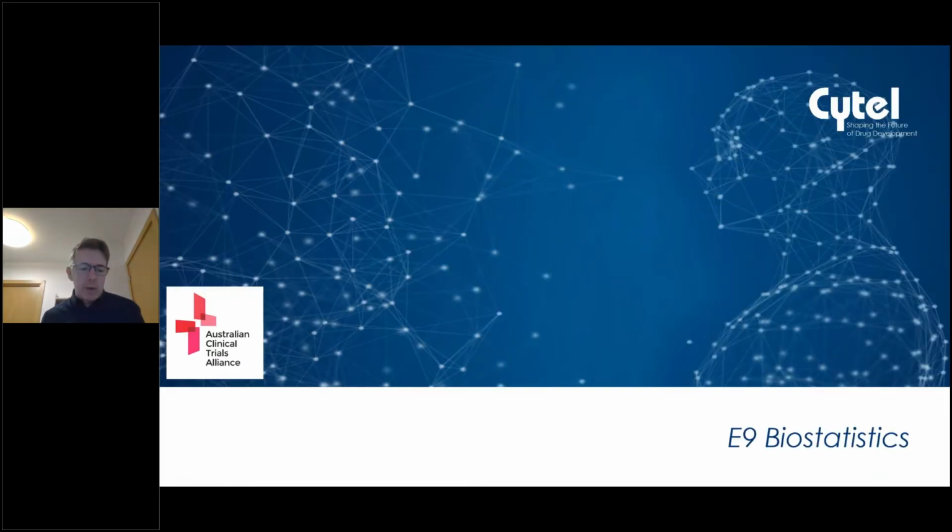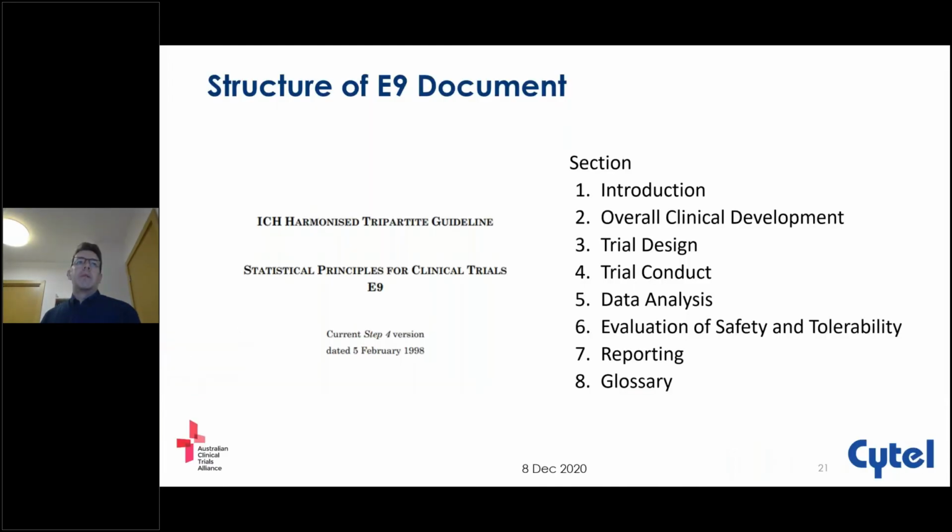So the next ICH document I'm going to run through is E9, which is the biostatistical procedures. And here it is, the ICH harmonized tripartite guidelines. It's quite interesting, it says tripartite. Remember at the beginning, the three parties were the US FDA, the European Medicines Agency, and the Japanese authority. And here then is the outline of the sections.